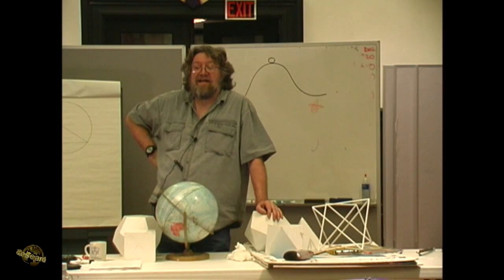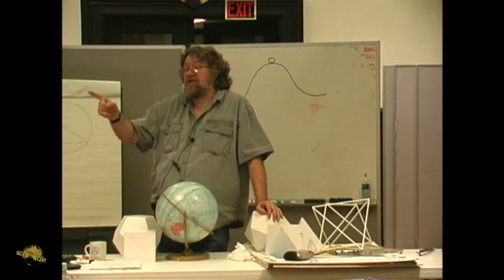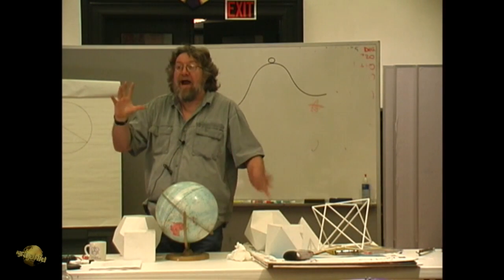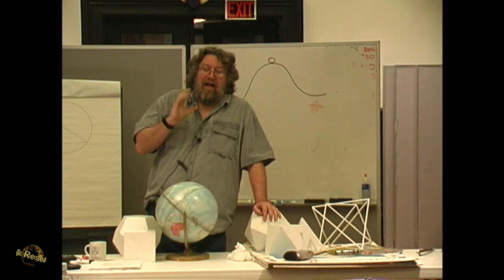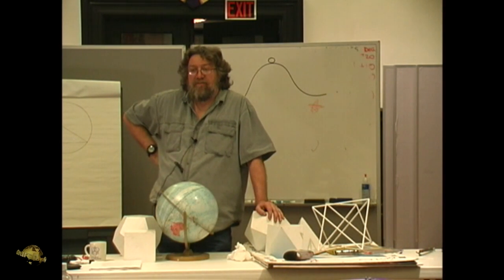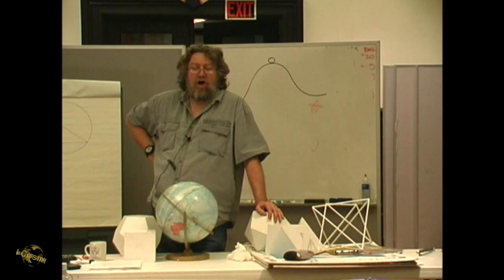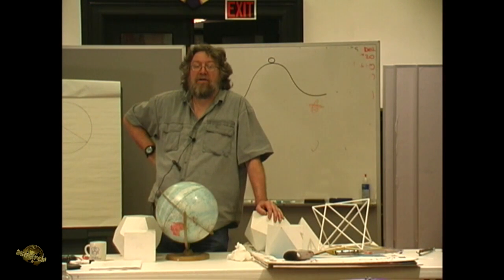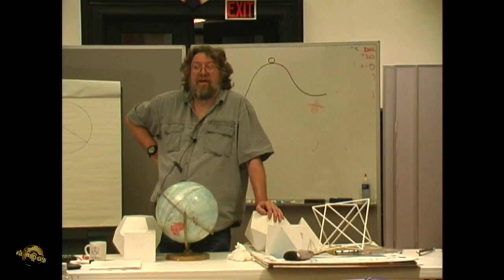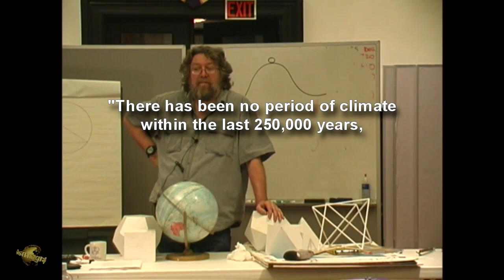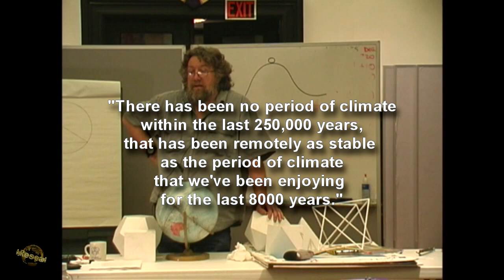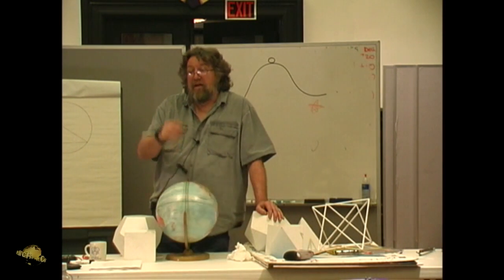And what they have seen is that out of the last 250,000 years, and you're going to see the graph for yourself after dinner, the graph is as graphic as it can be: since the end of the last ice age, we have enjoyed a period of climate of unprecedented stability. There has been no period of climate in the last 250,000 years remotely as stable as the period of climate we've been enjoying for the last 8,000 years. I think this could have implications.